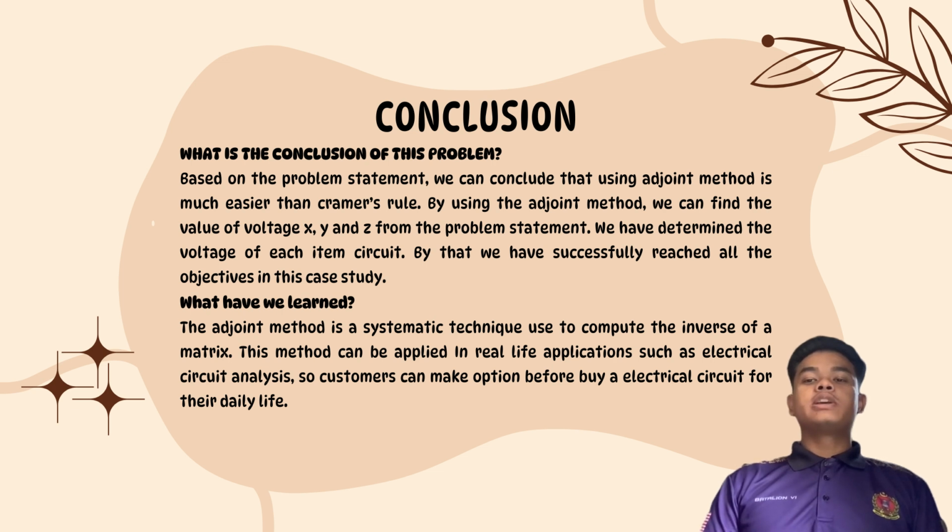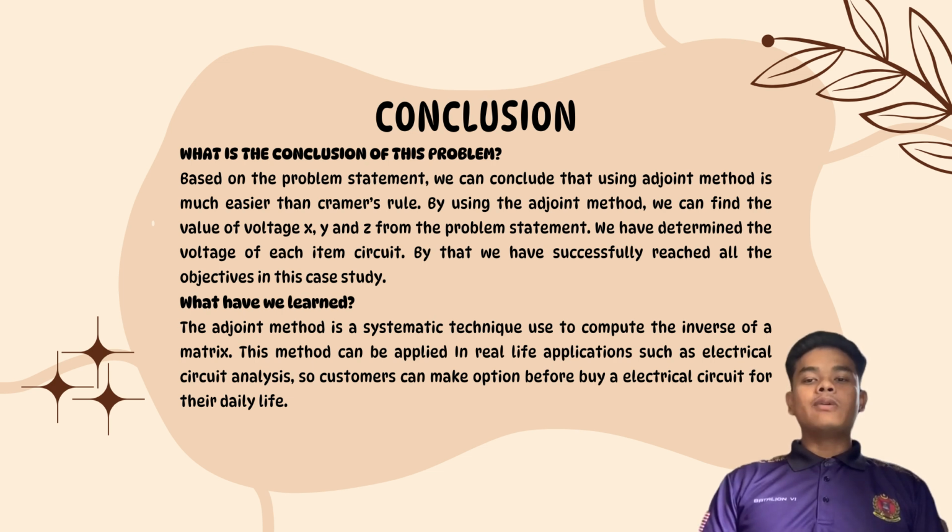So, we come to the end of the presentation, which is our conclusion. Based on the problem statement, we can conclude that using the adjoint method is much easier than Cramer's rule. By using the adjoint method, we can find the values of voltage X, Y, and Z from the problem statement. We have determined the voltage of each node in the circuit. By that, we have successfully reached all the objectives in this case study.